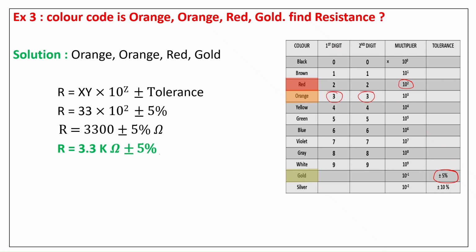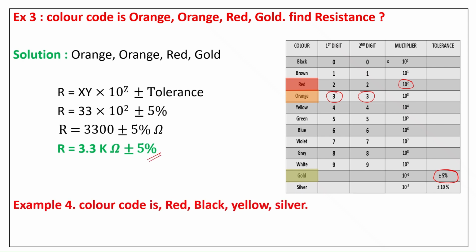Next. Example 4. Color code is red, black, yellow, silver. Comment your answer for this question.